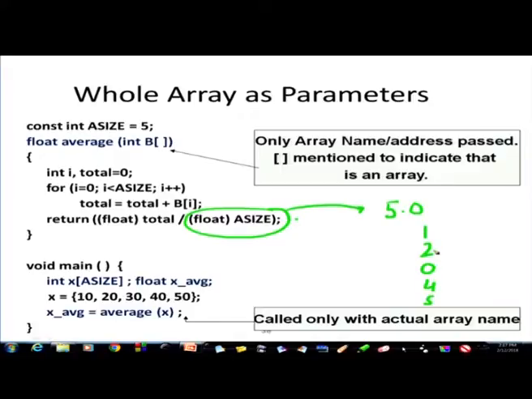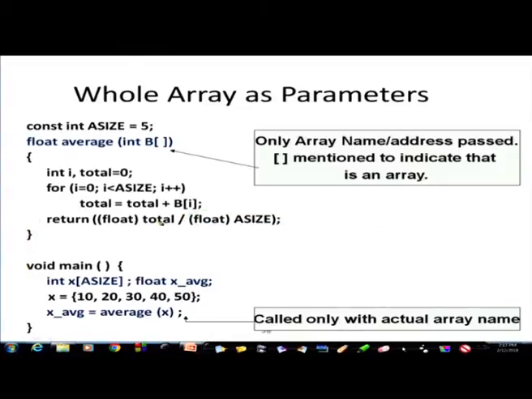So, 9, 11, 12, total was 12. So, float total will make it 12.0. So, I am casting 12, forcing it to be represented as a float. Then 12.0 is being divided by 5.0 and I am getting the average, and that average is being returned here. So, that was not our main contention here.